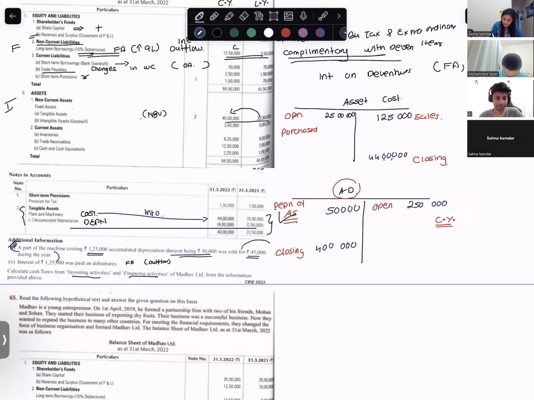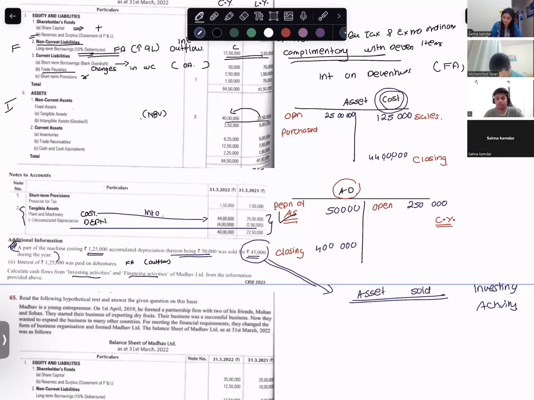Asset is sold for how much? 45,000. Asset sold is which activity? It's investing activity. But remember, here I'm making asset account at cost because I have been given the cost separately. Okay.